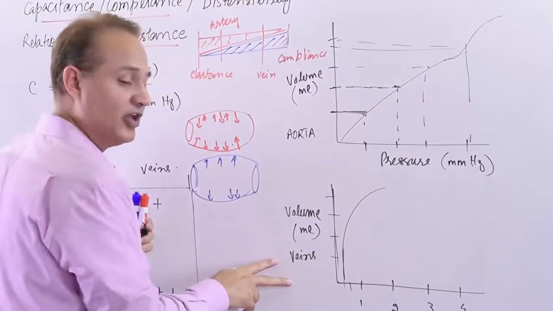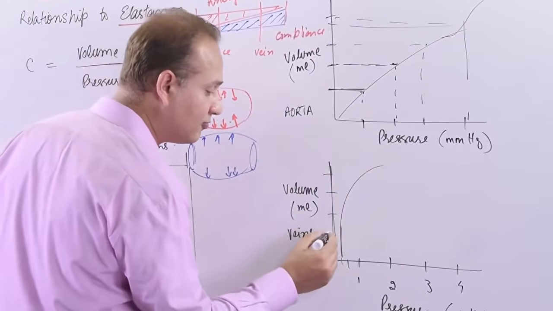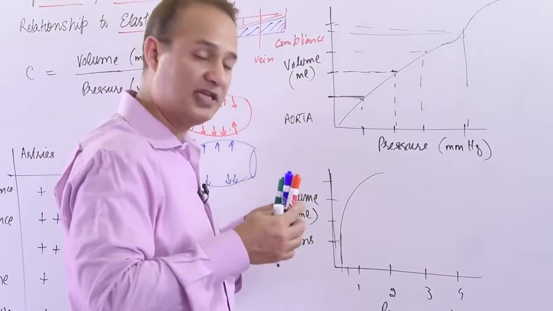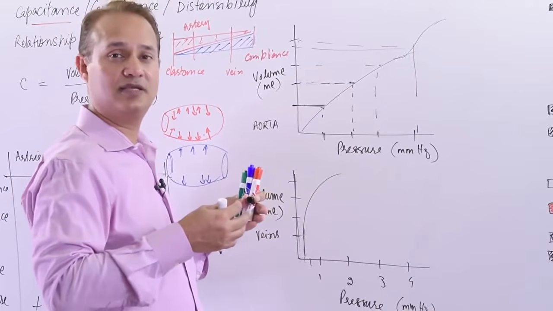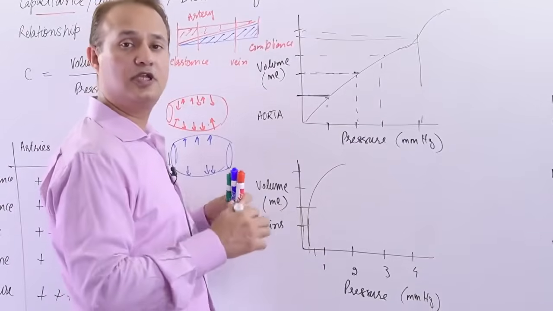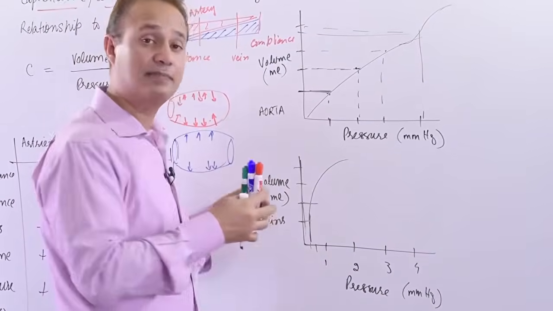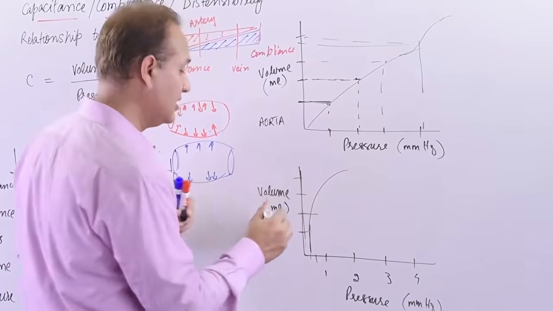Now, let's look at the veins. We put more volume, let's say volume 1, in the vein. Does the pressure go up? No. Why? Because the vein has capacitance. It just stretches. That is called compliance. No pressure change. Okay. How about one more unit? Still no pressure change. Your vein is sitting there having fun because it is a capacitance vessel. It can expand and it can stay expanded and so on.